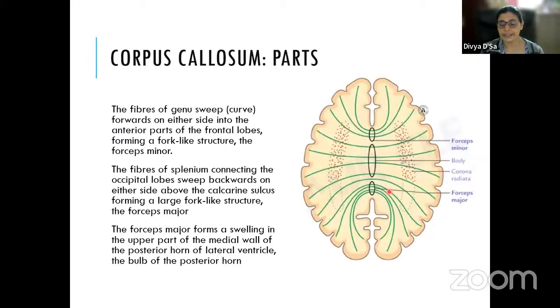Now anteriorly, when we see the corpus callosum, it will be seen below that median fissure which divides the two cerebral hemispheres. Anteriorly the corpus callosum is not there, posteriorly also it is not there. So here this is the fissure, and this portion is the corpus callosum. The fibers will sweep.